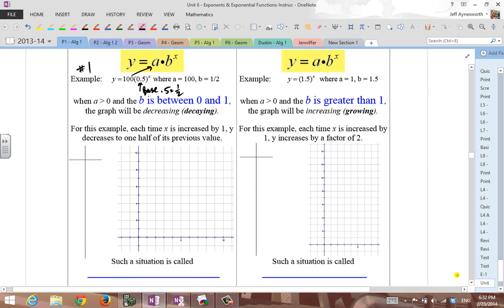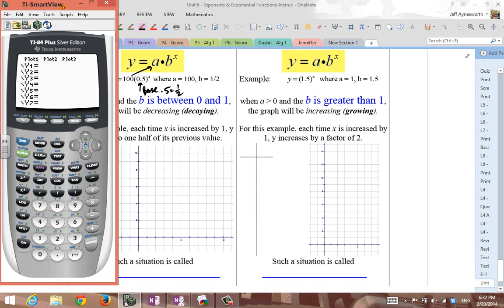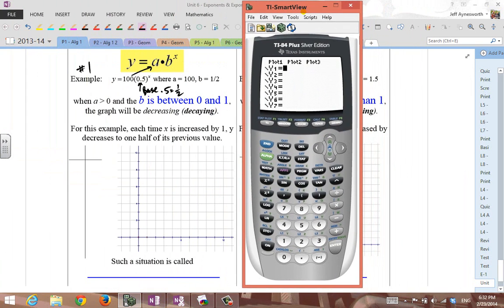All right, so the very first thing we're going to do is take out our TI-84s or any graphing calculator you have, and we're going to enter that function in as 100 times the quantity, okay, you can enter in 0.5 or 1/2, it doesn't matter, and raise that to the x power. Now, in this example here, because the numbers can get very large and very, very small, we're probably going to have to change the window setting on this.